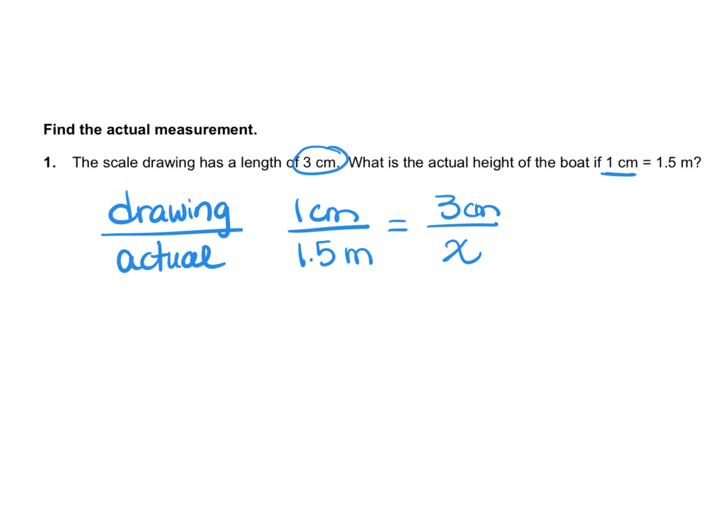So we could do this one of two ways. We could do the cross products, cross multiply and then divide, or we could look at this one and say, well, how did I go from 1 centimeter to 3 centimeters? And you can easily see that you're multiplying by 3. So if I did that on the top, I have to do that on the bottom. And our x would be equal to 4.5, and in this case, meters. So if the boat had 3 centimeters on the drawing, that would mean that it would be 4.5 meters in actual length.